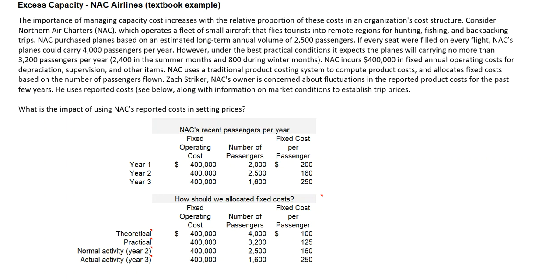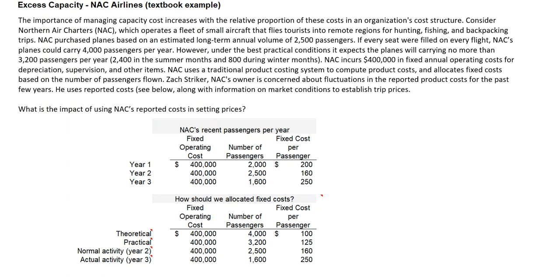In this video, we're going to explore the relationship between excess capacity, product costing, and pricing. We're going to take a look specifically at the NAC Airlines example given in the textbook. The importance of managing capacity costs increases with the relative proportion of such costs in an organization's cost structure.